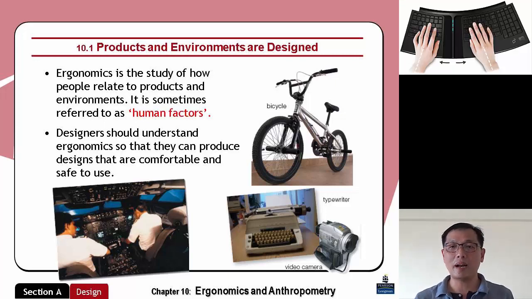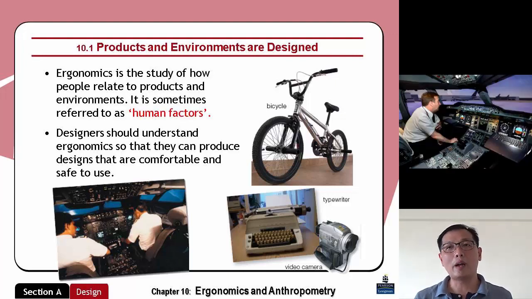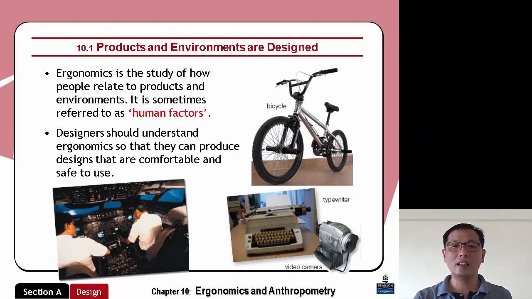So you look at things like bicycles, typewriters, keyboards. Okay, they have to be considered. Look at the cockpit in the aeroplane. Right, there are so many buttons, so many knobs. You have to press the right one in order for the plane to fly. So understanding these designs is important.